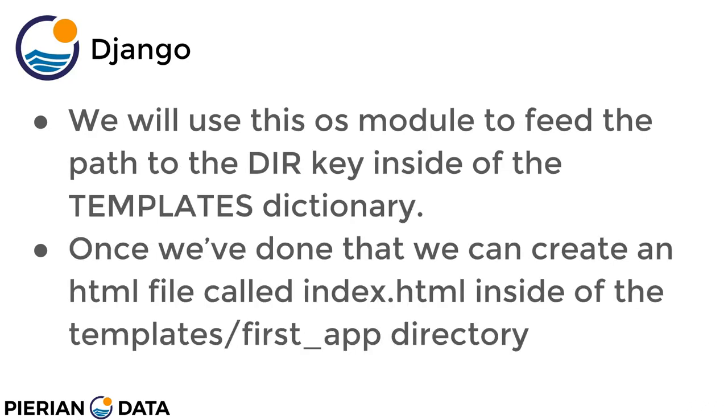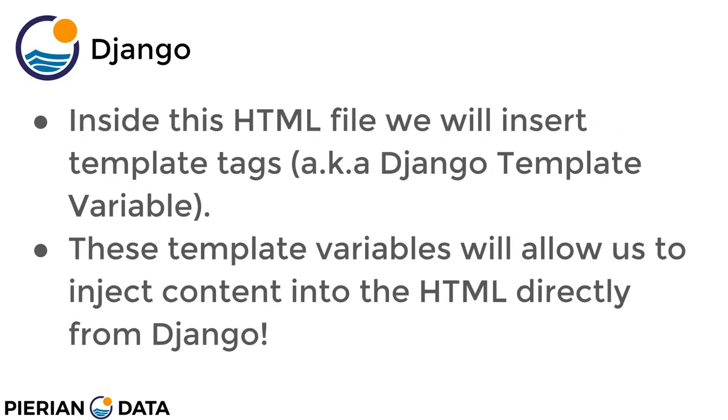But we're going to be using this OS module to feed the path to the DIR key inside of that TEMPLATES dictionary. Once we've done that, we can create an HTML file called index.html inside of the templates first_app directory. Inside this HTML file, we will insert template tags along with normal HTML. And these template tags are also sometimes known as Django template variables. These template variables will allow us to inject content into the HTML directly from Django.